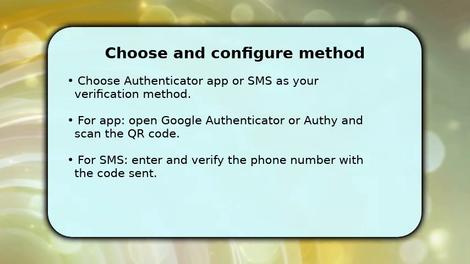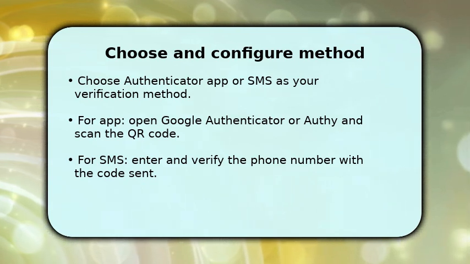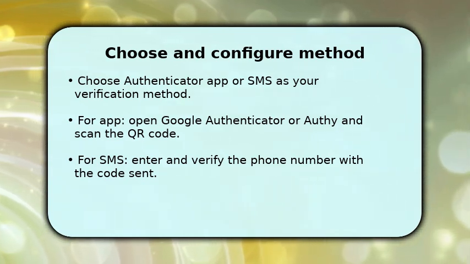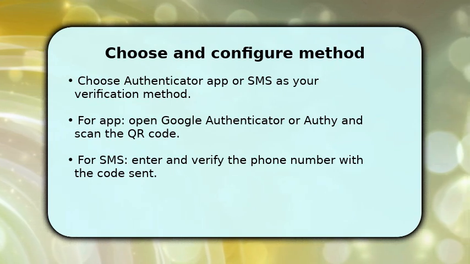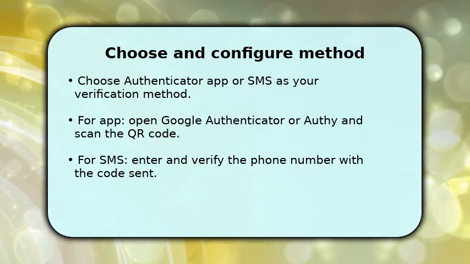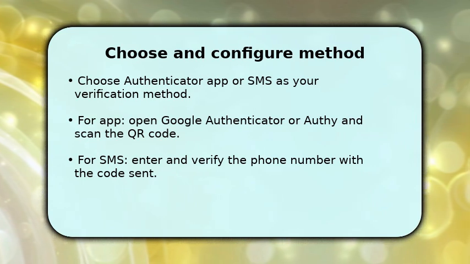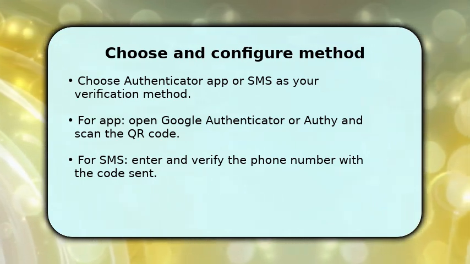If you pick an app, open Google Authenticator or Authy on your phone and scan the QR code that displays. This pairs the account and generates time-based codes. If you pick SMS, enter the phone number and type the one-time code you receive. Once verified, make sure to label the entry in your app so you can recognize it later.